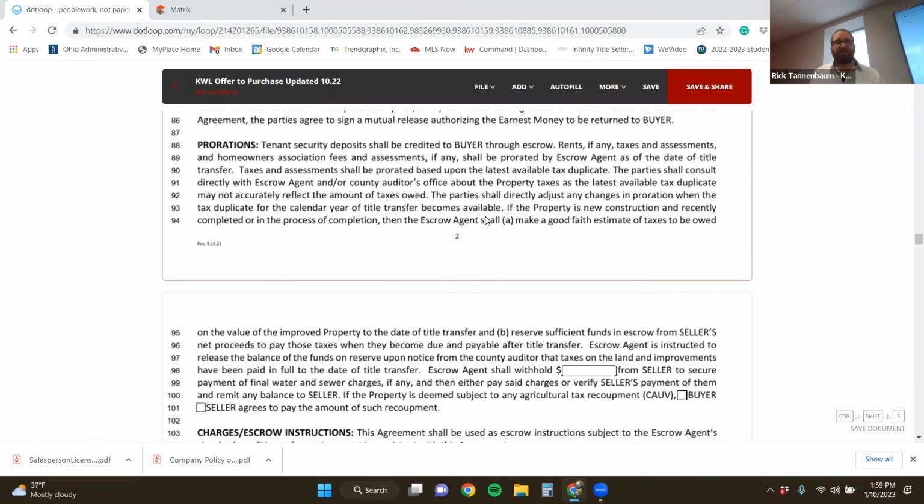Prorations. So this paragraph talks about prorations due. Most of this is tenant related or condominium HOA related. So if you're buying a tenant occupied property and there's a security deposit, here it says that the seller is going to credit that security deposit to the buyer. Now, when that tenant moves out, the buyer is responsible for returning that security deposit. So that needs to be taken care of as a proration at closing.